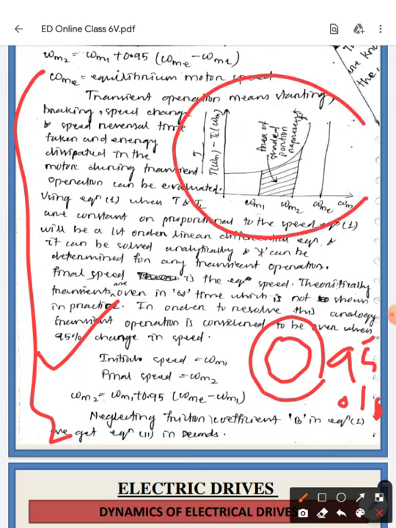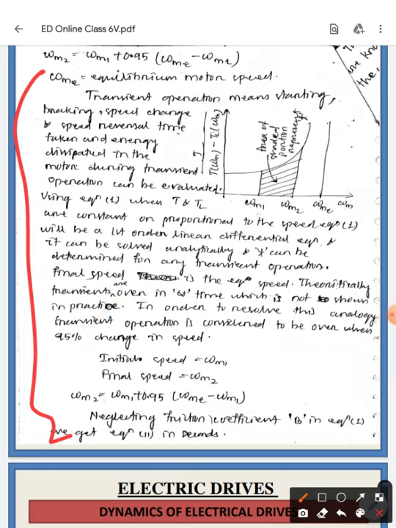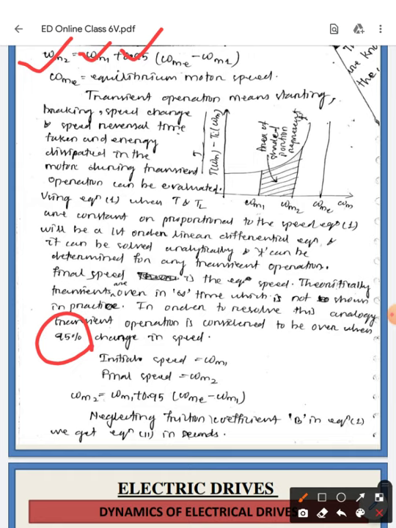Let us study the graph first. Suppose in these equations, omega m2 is equal to omega m1 plus 0.95 times, which means 95% of your change in speed, omega m2 minus omega m1. So transient operation means starting, braking, speed changing and speed reversing, that we have already discussed.